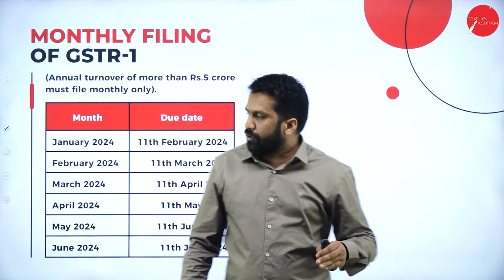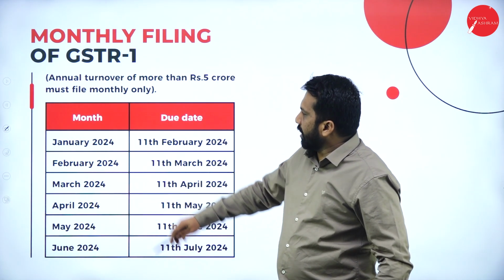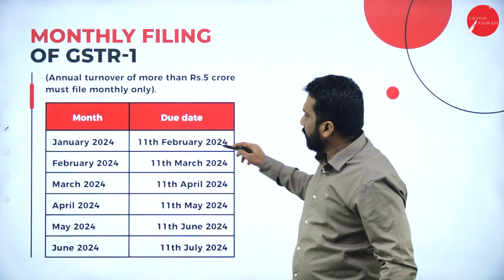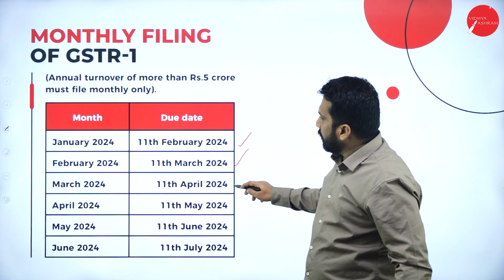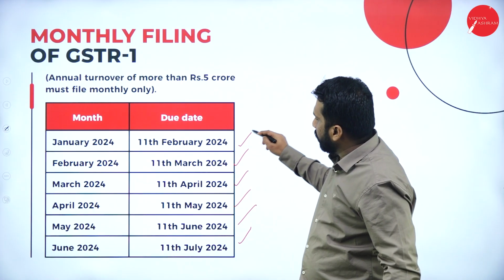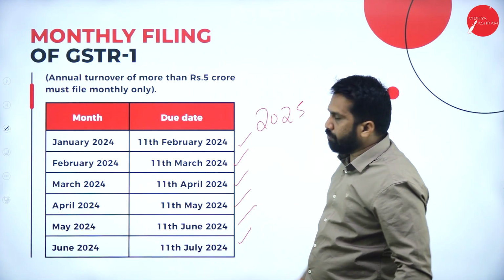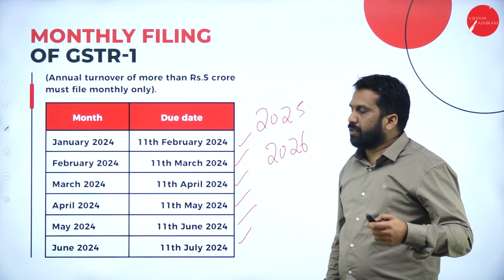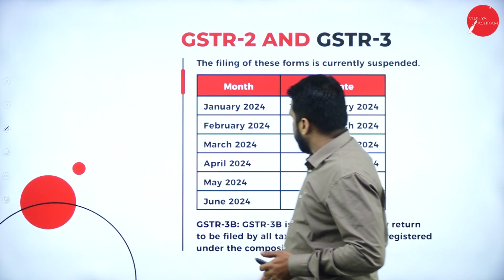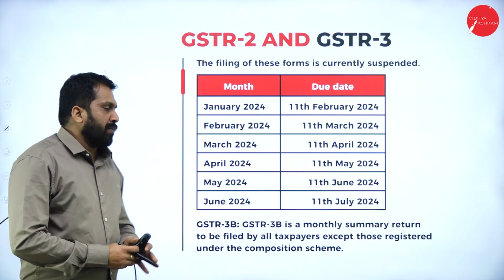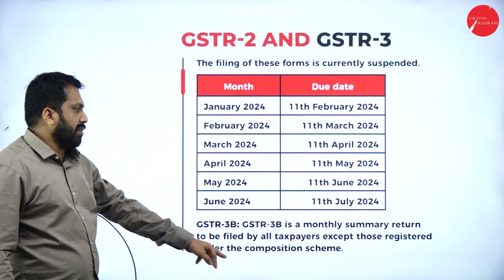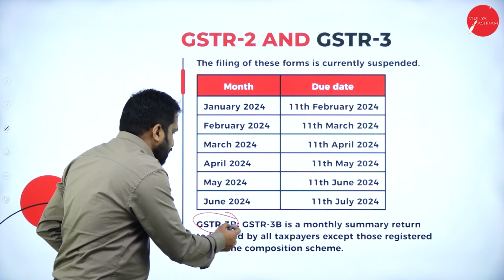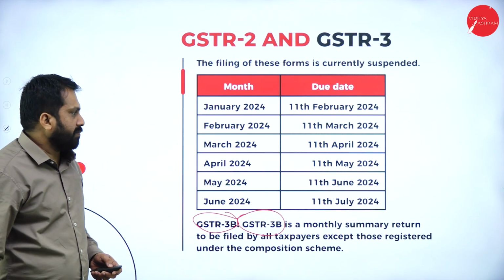Next, the remaining due dates are month-wise. See, all the months they have given. Jan, 31st Jan ends, you have 11 days to file. 11 days, 11, 11, 11. All the years, you can make it as 2025. For the next year, you can make it as 2026. Like that, your due dates can differ. Just remember, every month, the 11th of next month will be your due date to file your returns monthly. And the return is GSTR 3B.